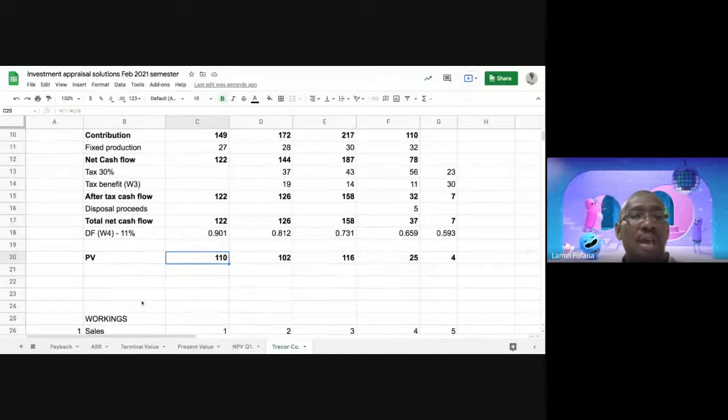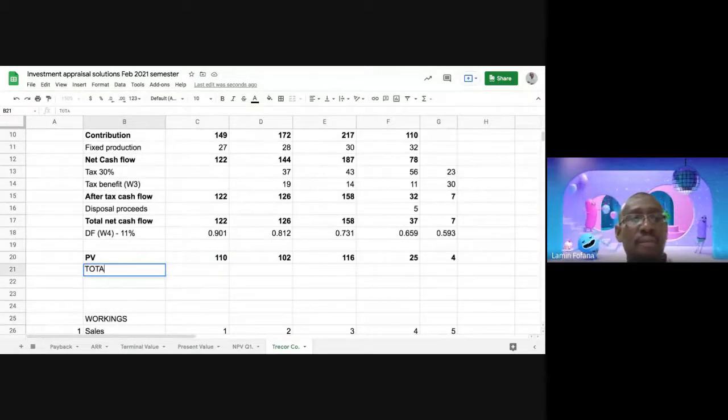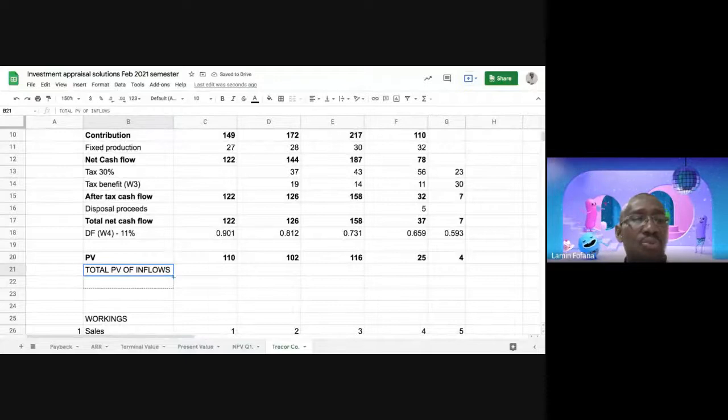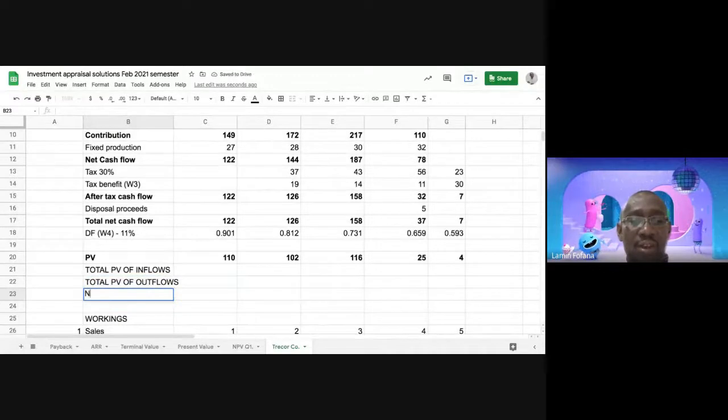Okay. So now let's calculate our NPV. We do a summary here. We do our total PV of inflows, and we have our total PV of outflows. I just change that to out. And we have our NPV.